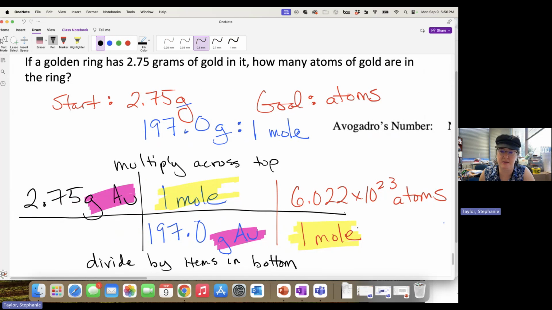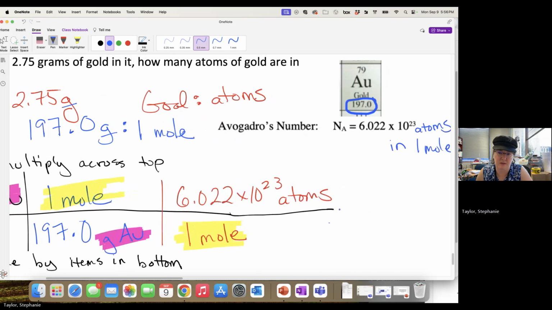So do notice, this is not the butterfly method. These are supposed to be tracks or train tracks. So I'm multiplying by everything across the top. I'm going to divide by everything in the bottom. I'm going to take 2.75. I'm going to divide by 197. I'm going to multiply by 6.022 times 10 to the 23rd. And that'll get me 8.41 times 10 to the 21st atoms.